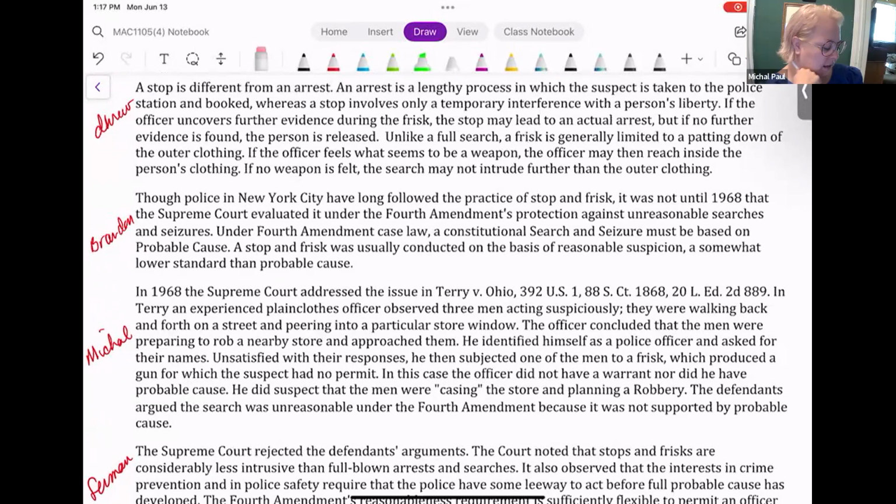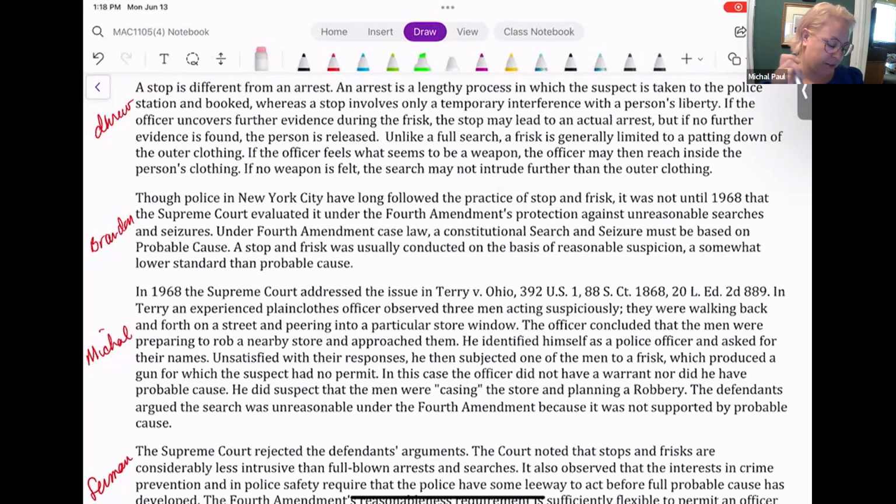Yeah, exactly. And in 1968, the Supreme Court addressed the issue in Terry versus Ohio. In that case, an experienced plainclothes officer observed three men acting suspiciously. They were walking back and forth on a street, peering into a particular store window. The officer concluded that the men were preparing to rob a nearby store and approached them. He identified himself as a police officer and asked for their names. He was unsatisfied with their responses, though, and he subjected one of the men to a frisk, which produced a gun for which the suspect had no permit.